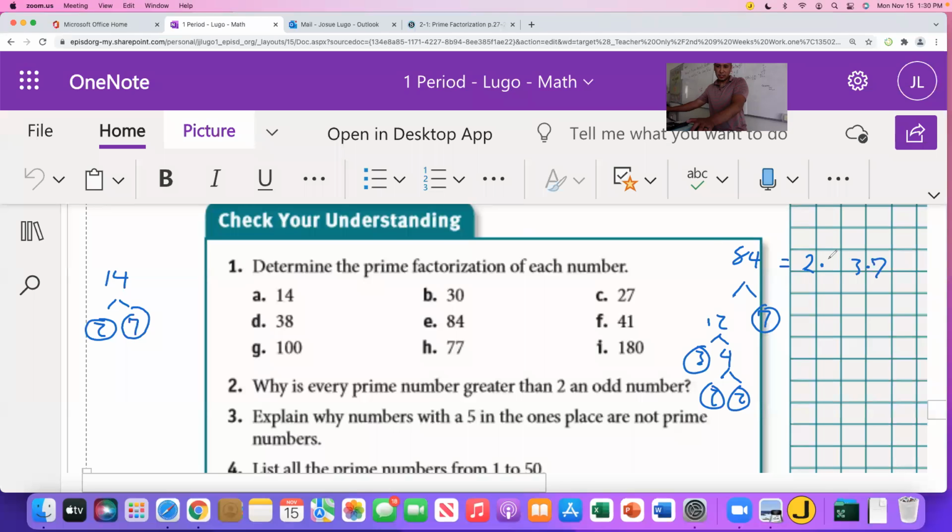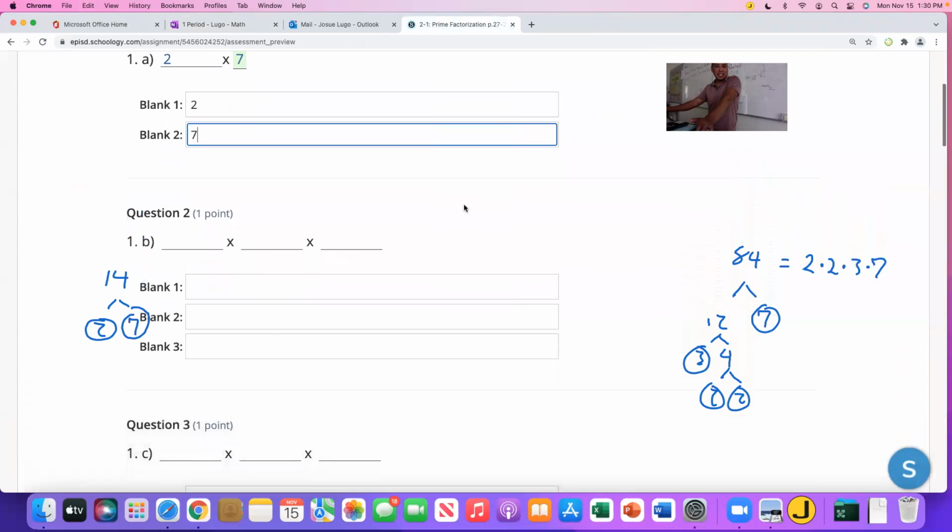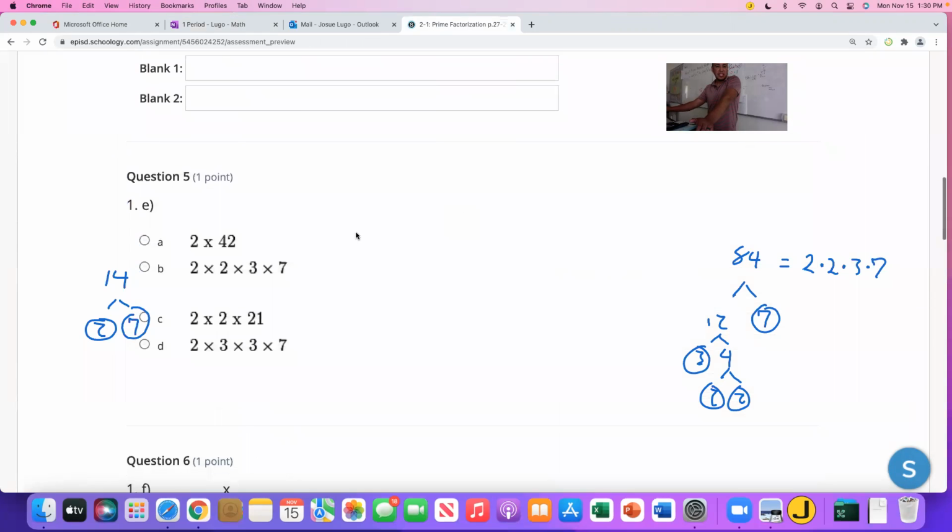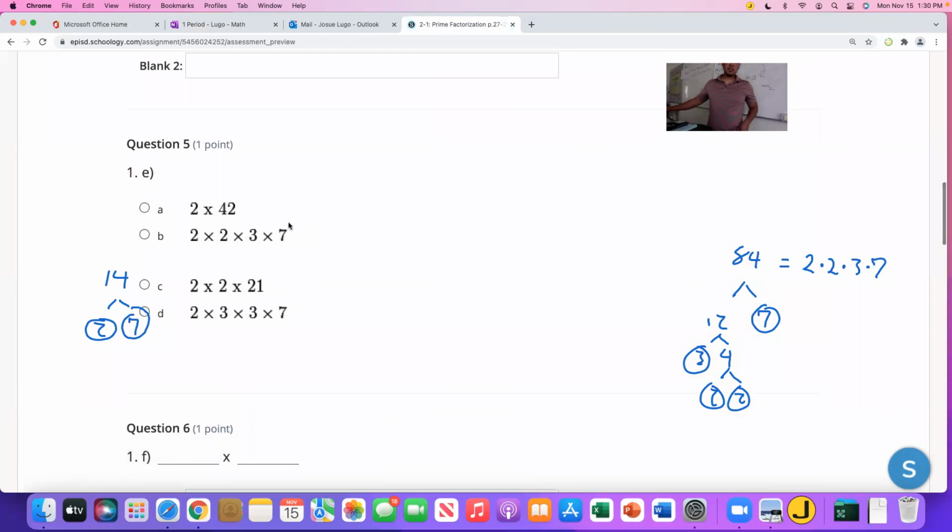See, I made a mistake. It happens. 2 times 2 times 3 times 7. Okay, 2 times 2 is 4, 4 times 3 is 12, and 12 times 7 is 84. So that works. Now, when you look at E, notice that they give you answer choices. They say, which of these is the prime factorization? Well, some people might say, well, oh, 2 times 42, that's 84. Oh, that's the answer. Ladies and gentlemen, that is not the answer, because 42 is not a prime number.